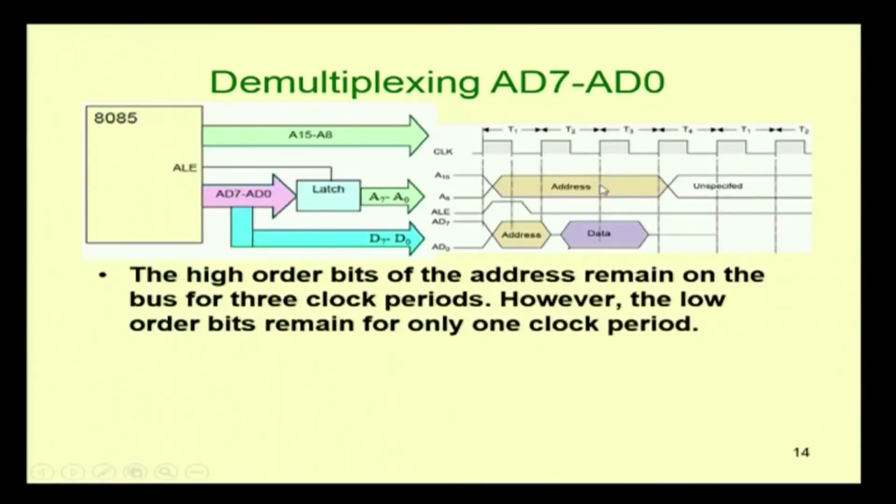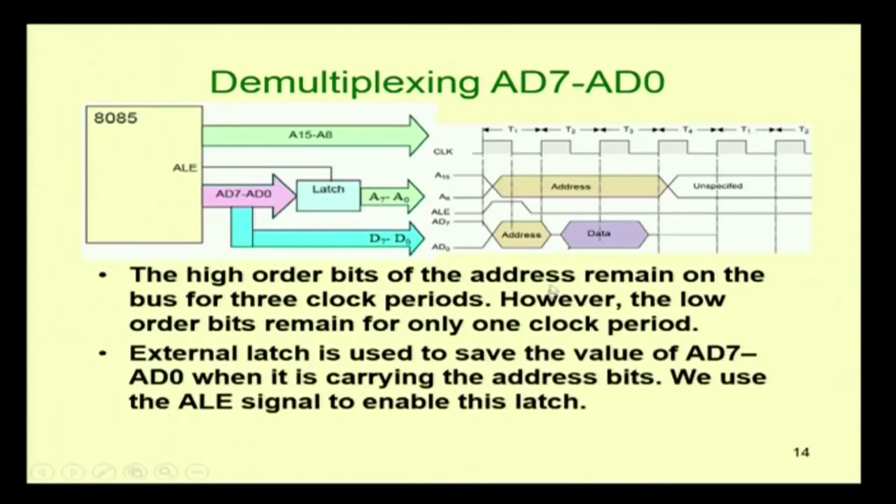So, this is called the higher order address and this is called the lower order address. The higher order address is fully present for all the 3 clocks. This is one machine cycle. All throughout these 3 clock periods, the higher order address is available, but the lower order address is available only for 1 clock period. It will be captured by this latch with the help of the address latch enabled signal, and it will be stored here, and then both are available, of course.